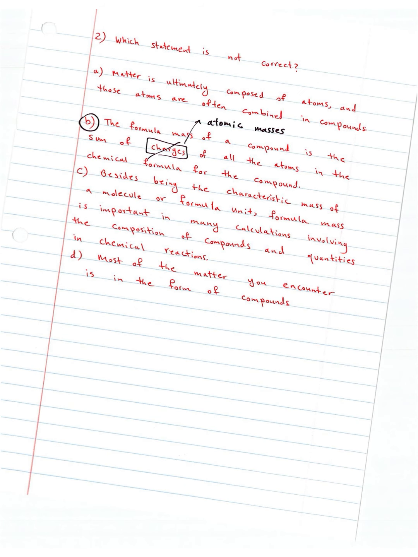Which statement is not correct? We talked about this in the class, the definition of formula mass: the formula mass of a compound is the sum of atomic masses of all the atoms in the chemical formula. The other ones are correct and I encourage you to read them.